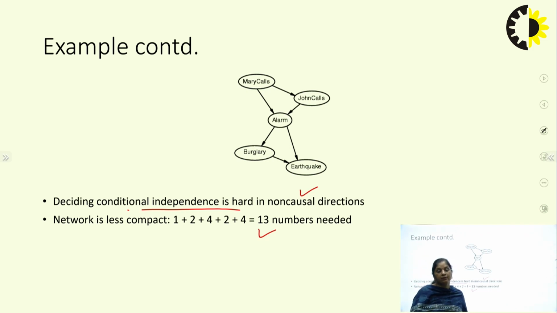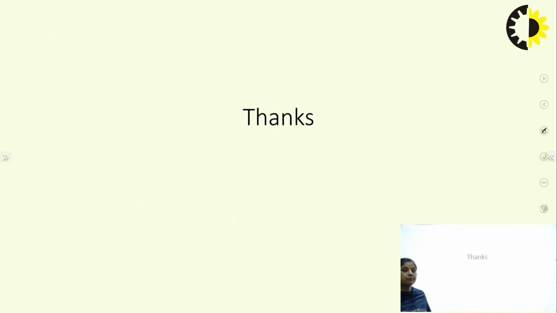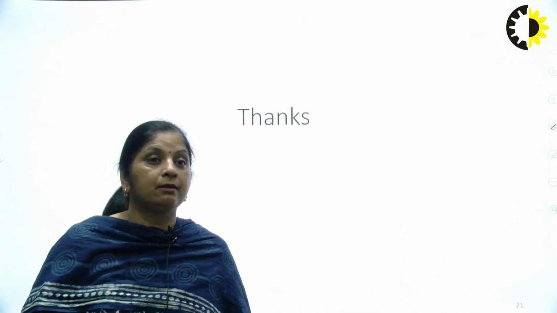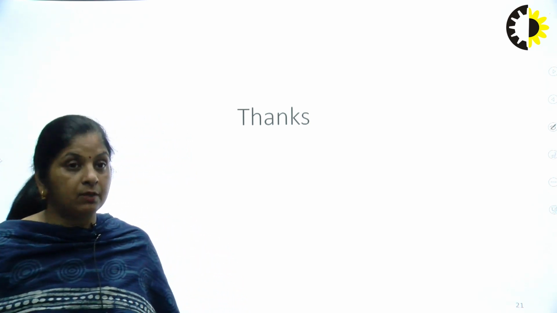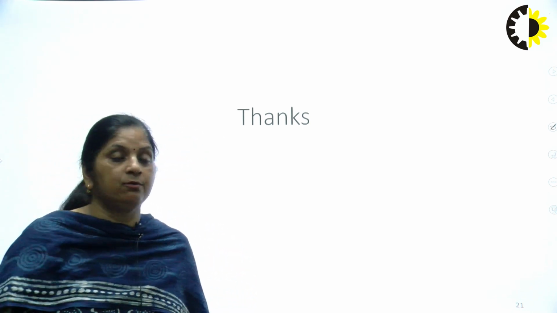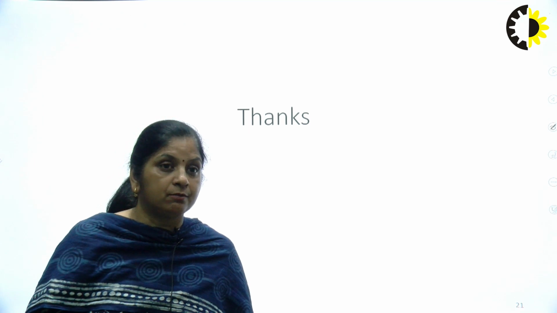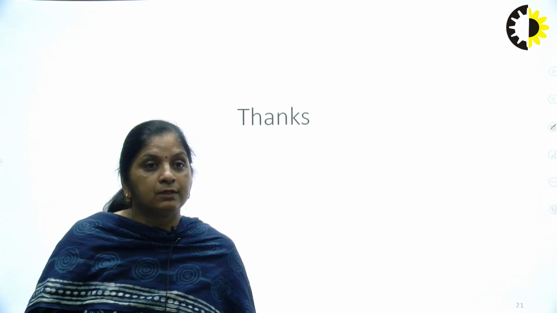So here we have talked about the construction of a Bayesian network, what a Bayesian network is, and what it represents. When we are creating a Bayesian network, it is creating the full joint distribution table with the help of local distributions, which are conditional distributions. So this is all about it.